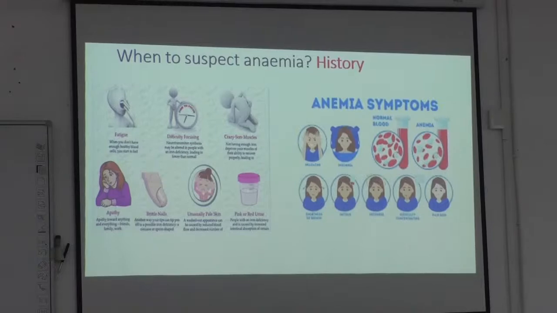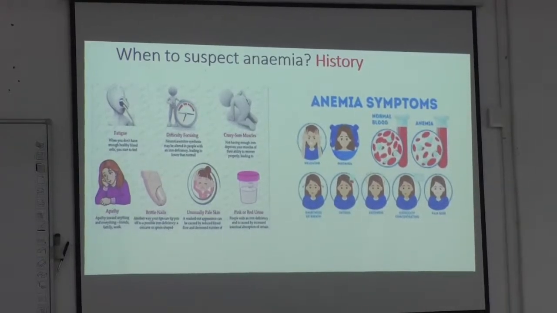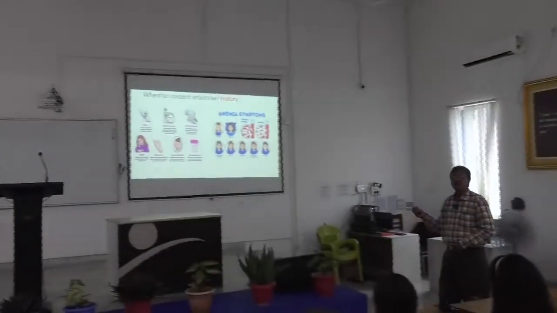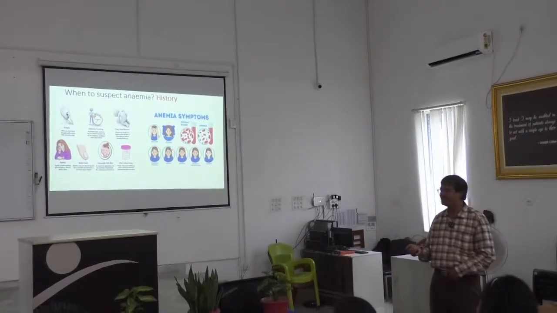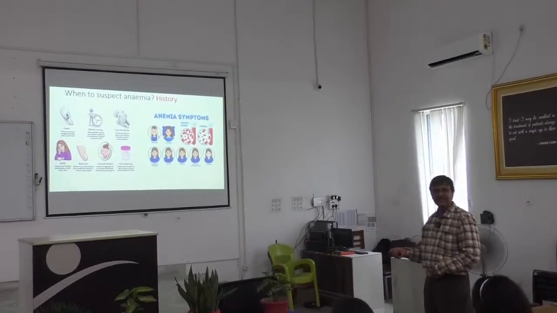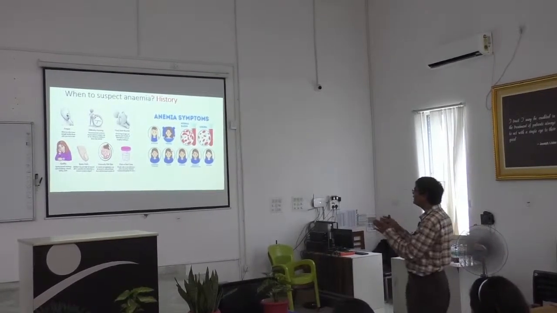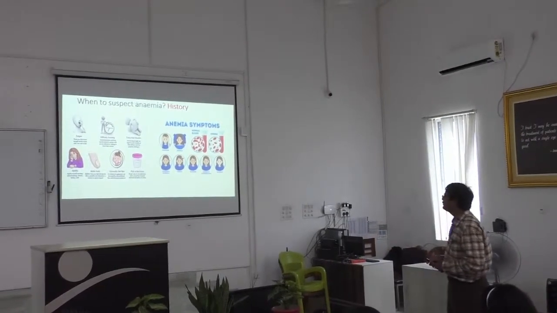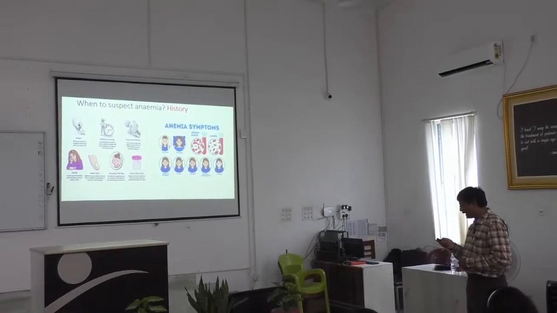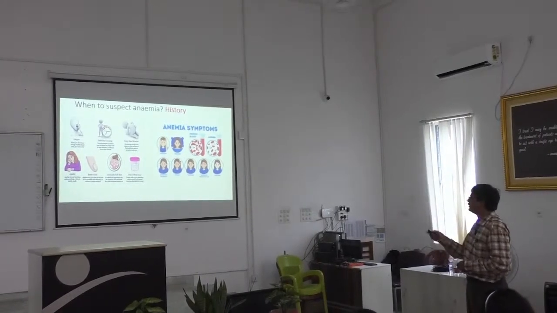Then second is crazy, because of muscle hypoxia. Because of muscle hypoxia, muscular activity is less. Apathy, again the same reason. So, these are the manifestations. So, these are the anemia symptoms. You can read about them in the books also.